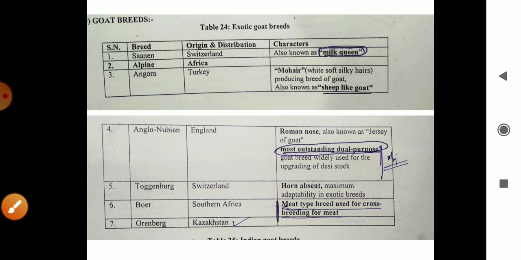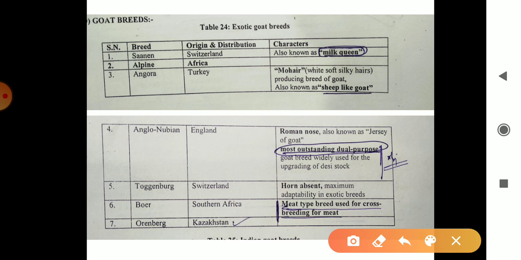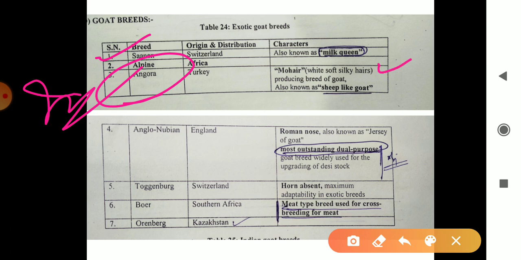Coming to the next one, the exotic goat breeds from outside India. Another is your milk queen, known as Saanen. Very important, the Angora goat, which produces mohair, white soft silky hair. This Angora goat is also known as sheep-like goat. Very important, mohair is frequently asked in IBPS examinations.